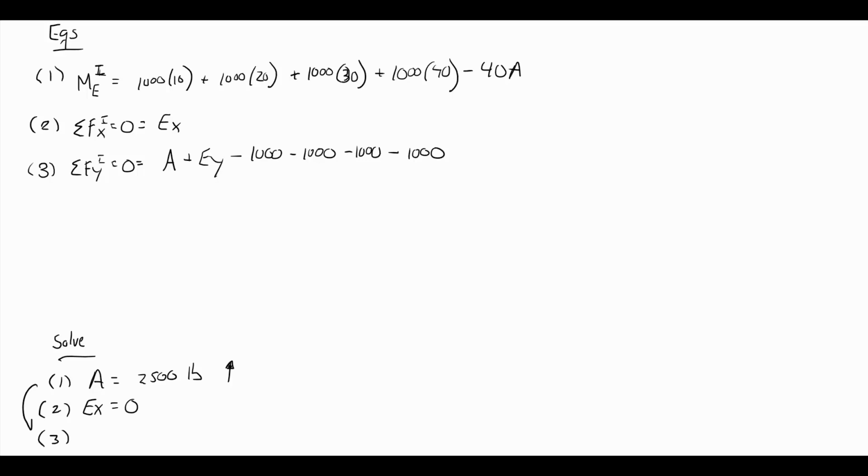And then equation 3, now that I know the value of A, will give me the value of EY, which is going to be 1,500 pounds. And it's positive, it's an external reaction. That means that my assumption of up was correct. So 3 external forces I was able to find using that external free body diagram. And I did that because my system was statically determinate.